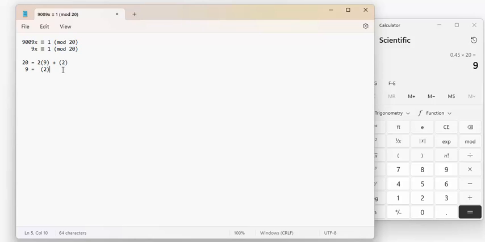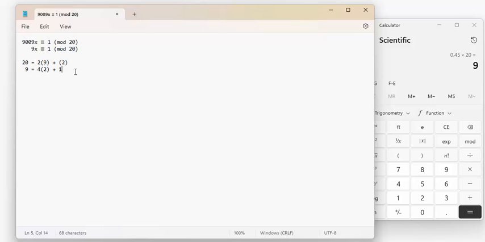So 9 divided by 2 is what? Is 4, but we will have a remainder of 1. When we have a remainder of 1, then that is it, okay? Because when we want to look for the multiplicative inverse, the congruence should be to 1, so we should get a 1 over here as well.